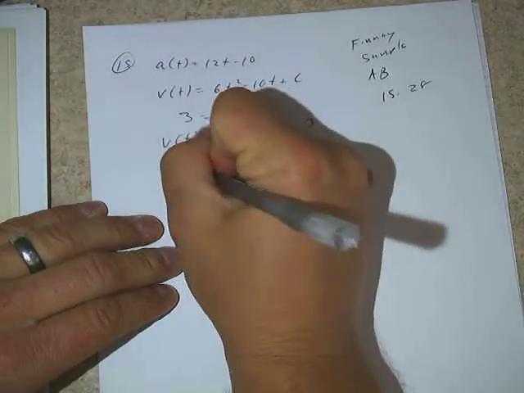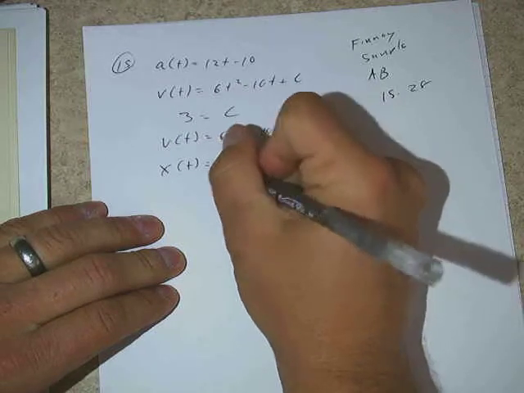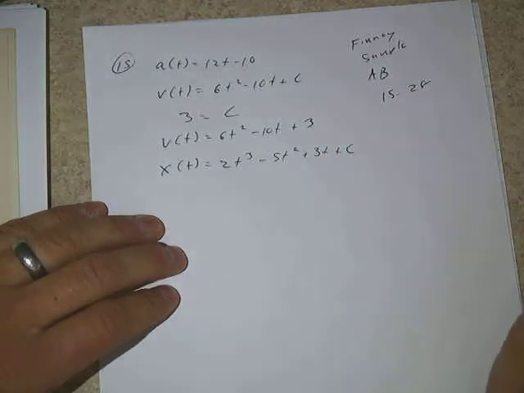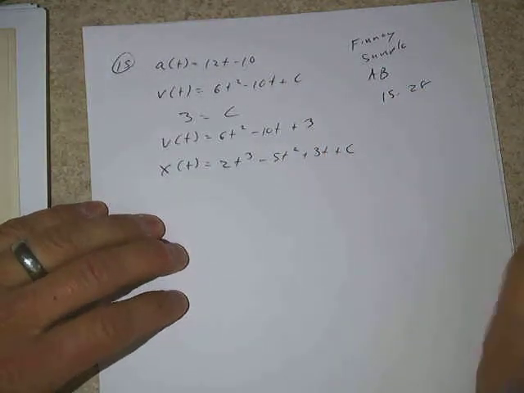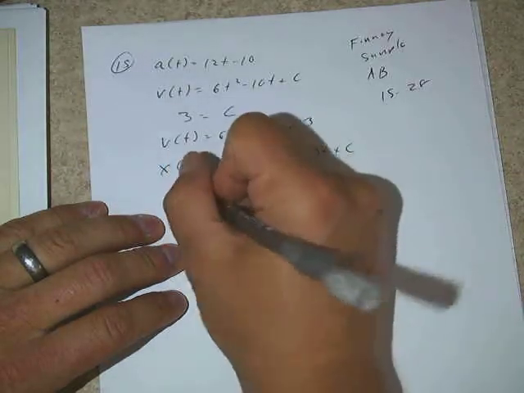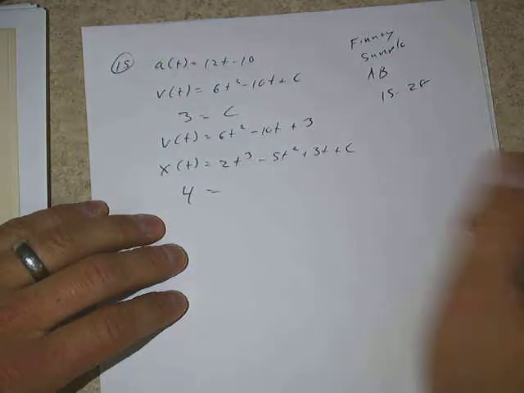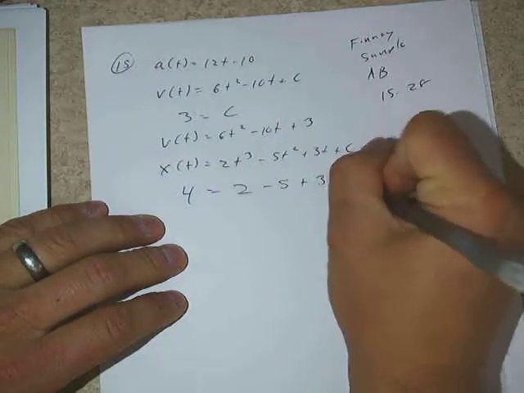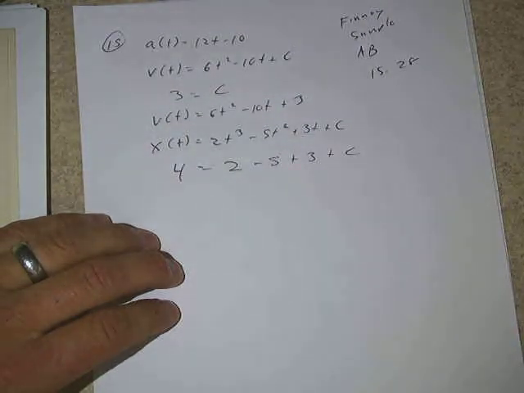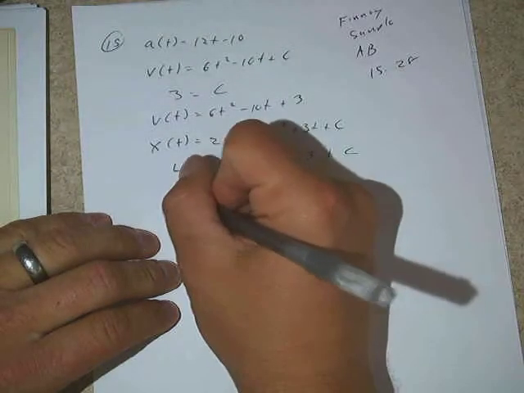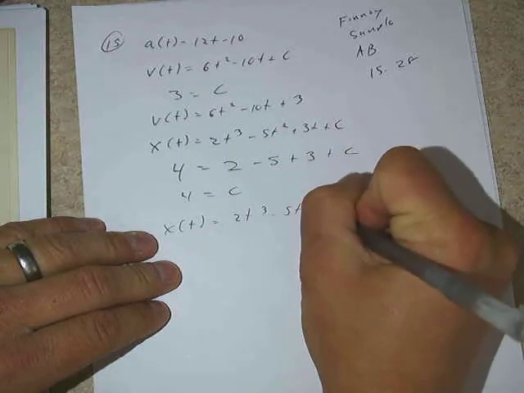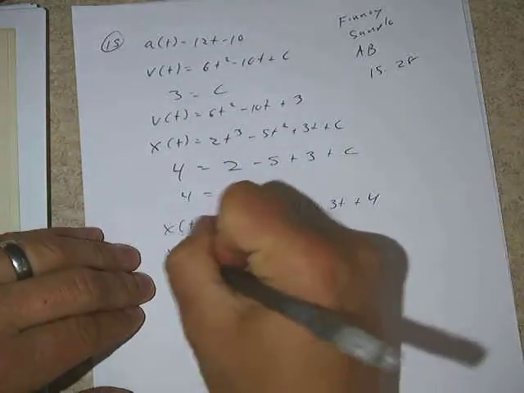And then our position equation, we can do the same thing. We'd get 2t cubed minus 5t squared plus 3t plus c. And they told us our initial position was 4 at time 1, I guess, is what the condition is. So 4 at time 1 gives us 2 minus 5 plus 3 plus c, which ultimately gives us 0 for the right-hand side plus c. So our position equation is 2t cubed minus 5t squared plus 3t plus 4.